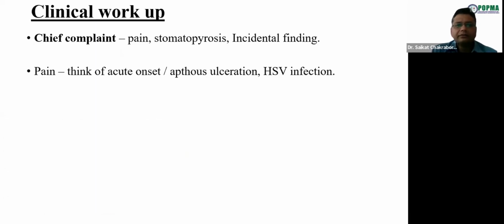First of all, chief complaint: pain, stomatopyrosis, or incidental finding, where the patient will not know about it, and the dental surgeon will tell the patient that you have this kind of a thing. Pain: if the patient complains of pain, it is an acute onset thing. Think of aphthous ulcers, herpes simplex virus infection.